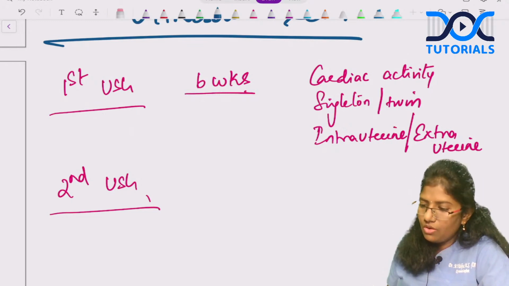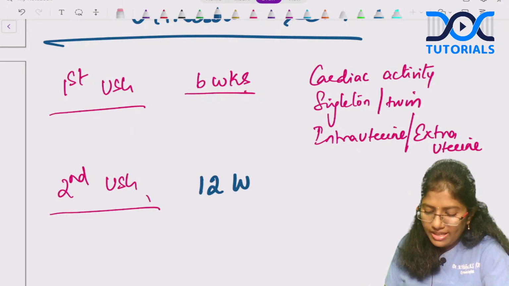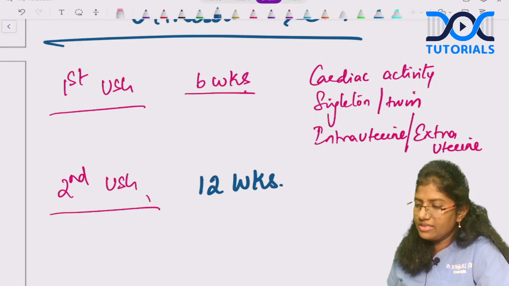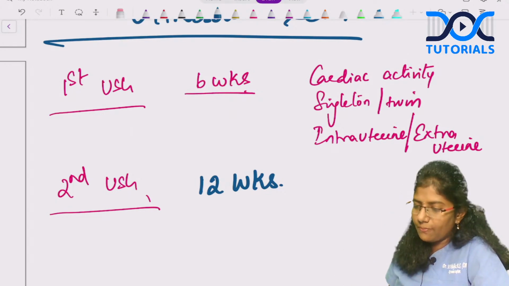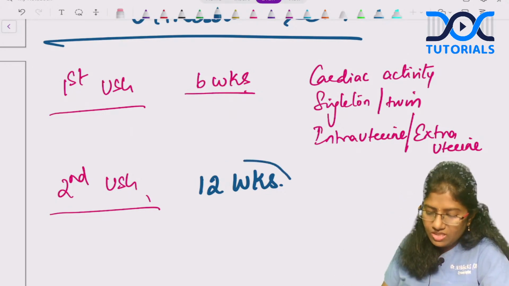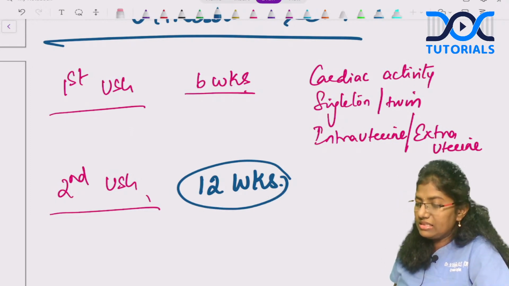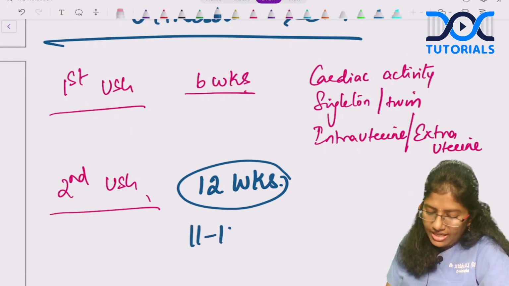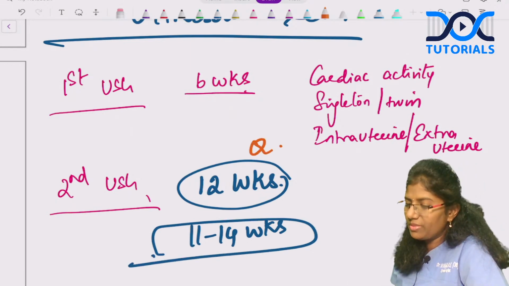Let me tell you, the next scan is ideally done at 12 weeks. 10 to 14 is okay, but 12 is the most appropriate answer. 11 to 14 is the ideal range and 12 is the single best answer. Now also tell me, what are we trying to measure in this scan?